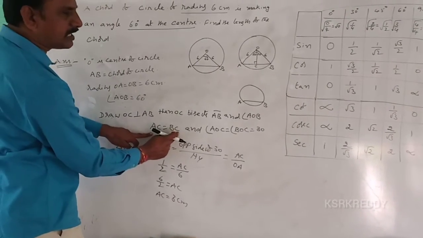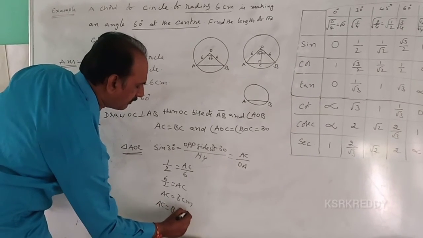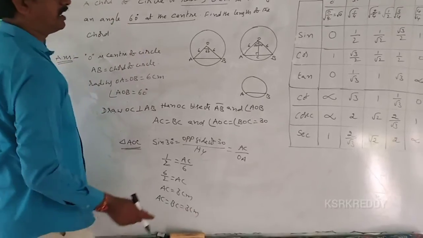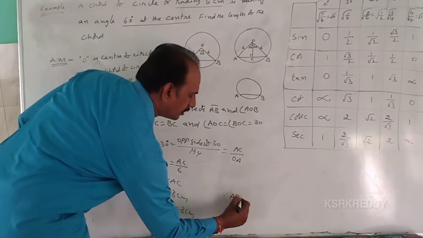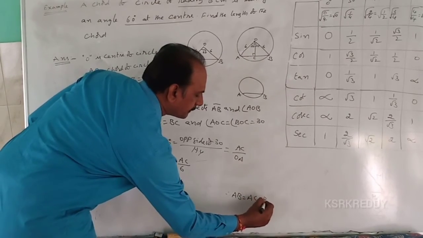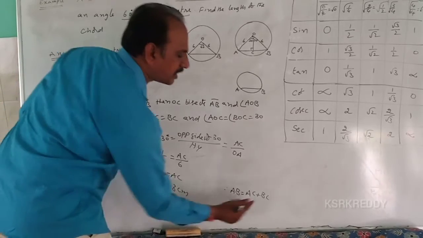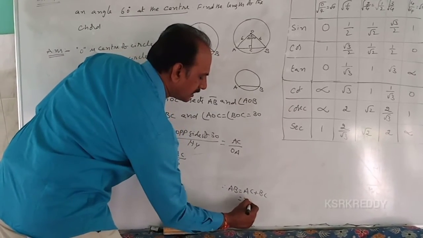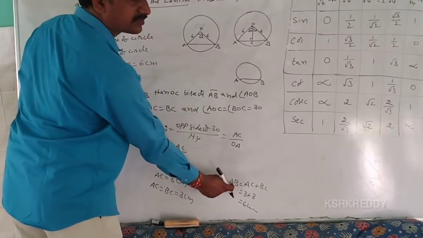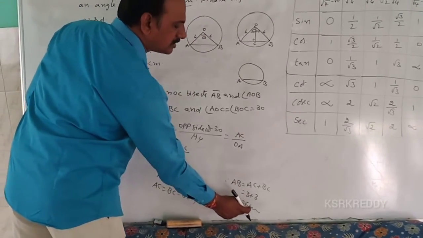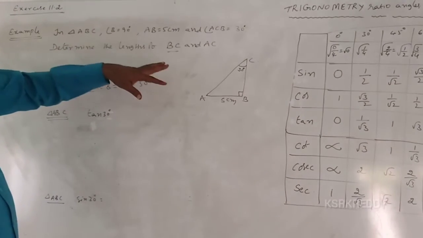Then AC equal to BC. Therefore AC equal to BC equal to 3 centimeters. What is the required value? AB. Therefore AB equal to AC plus BC. AC is 3 and BC also 3. That is 3 plus 3 equal to 6 centimeters. AB is a chord of the circle, AB equal to 6 centimeters. Already this type of sum is completed.